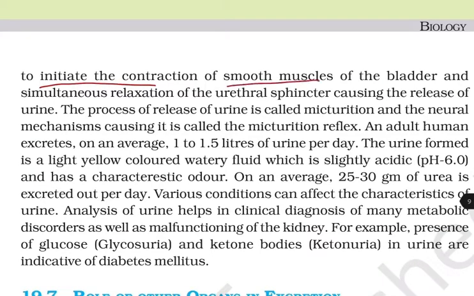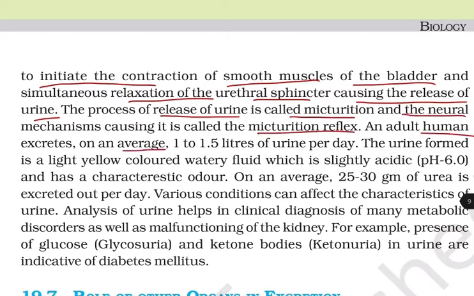to initiate the contraction of smooth muscles of the bladder, and simultaneous relaxation of the urethral sphincter causes the release of urine. The process of release of urine is called micturition, and the neural mechanism causing it is called the micturition reflex. An adult human excretes on an average 1 to 1.5 liters of urine per day.